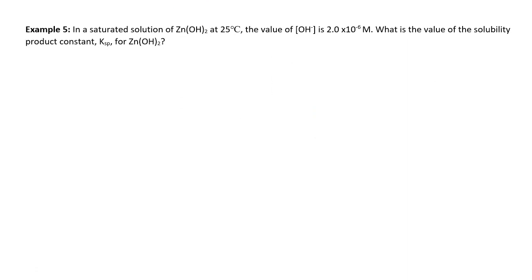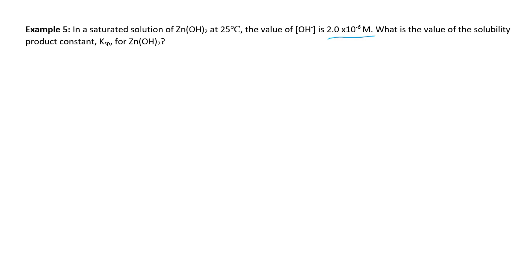So last example. In a saturated solution of zinc hydroxide at 25 degrees Celsius, the value of hydroxide ion is 2.0 times 10 to the negative 6. What is the value of the solubility product constant? So similar one to example number 2, similar idea. So we've got one of the concentrations. We need the other chemical's concentration to be able to do this.